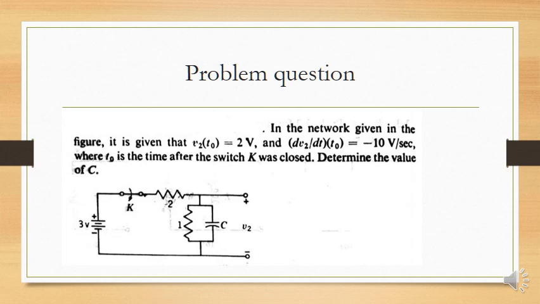Now this is your exercise question. In the network given in the figure, it is given that V2(t0) is equal to 2 volts, and dV2/dt at t0 is equal to minus 10 volts per second. t0 is the time after switch K was closed. This is the direction of the switch when it is closed. Determine the value of C. The value of C is not given, while other values are given. What are we going to do to find the value of C? We are using the same methodologies here.